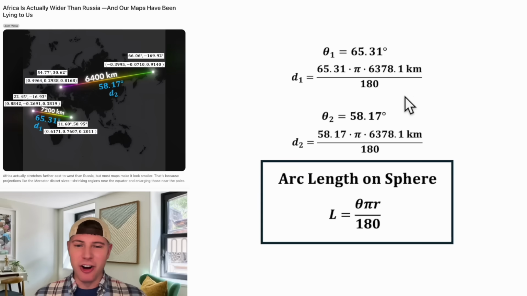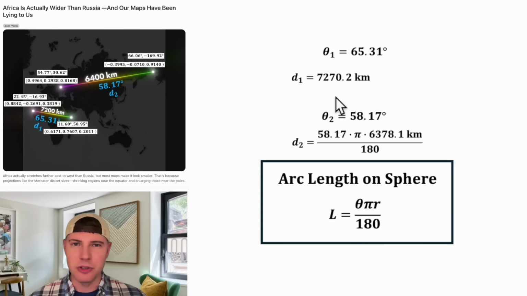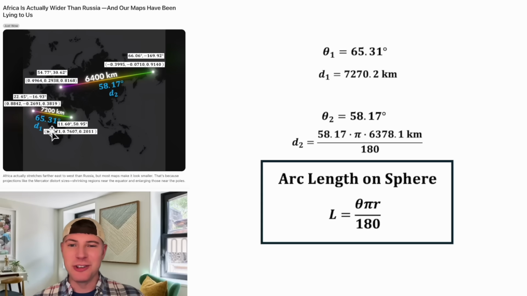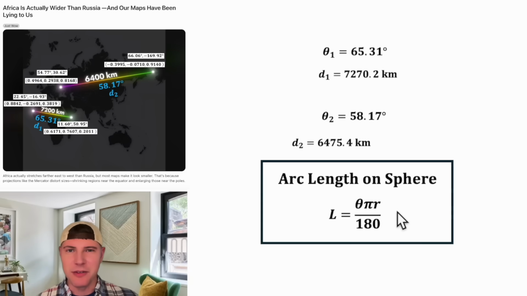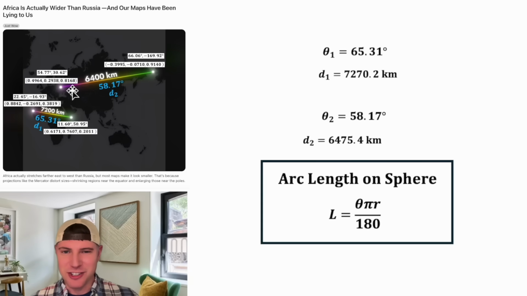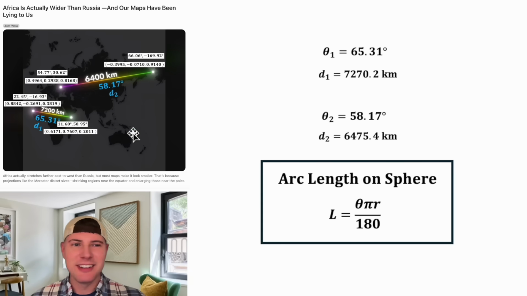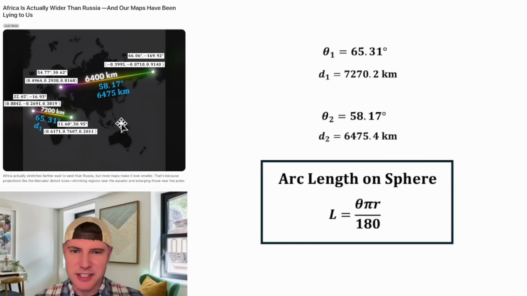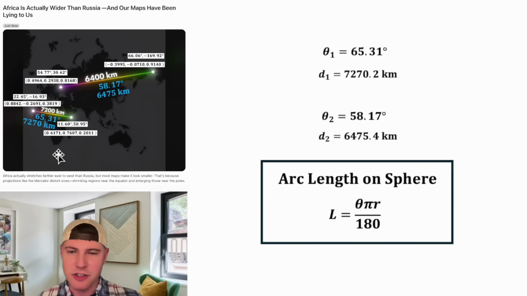Now, after we plug all this into a calculator, we end up with 7,270.2 kilometers. That is really close to what they said it was. And then for this one, after we plug all this into a calculator, we end up with 6,475.4 kilometers. That's also very close to what they said right here. Let's put in the number that we calculated, 6,475 kilometers, and let's update this one to be the 7,270 kilometers. So we just verified that on this flat map, the distances are very distorted. How exciting.